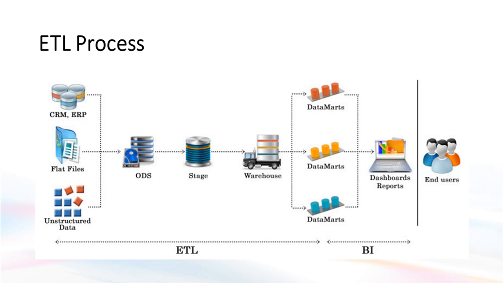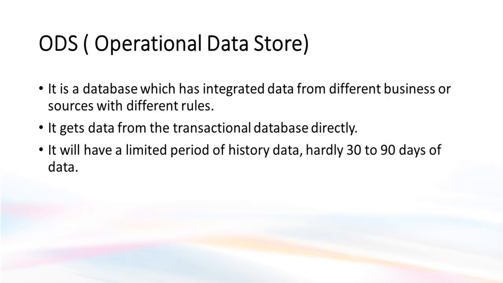Before loading the entire data into the staging area, there is the ODS. ODS means operational data source. This is another layer between the source and the staging area. What will ODS do? An operational data source is a database which has integrated data from different business sources with different rules. It gets the data from the transactional database directly. It will have a limited period of history data, hardly 30 to 90 days of data.